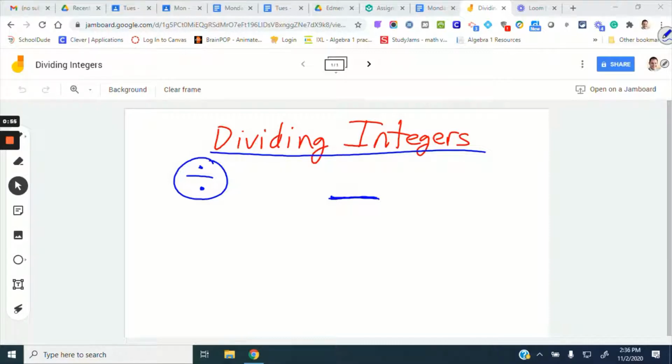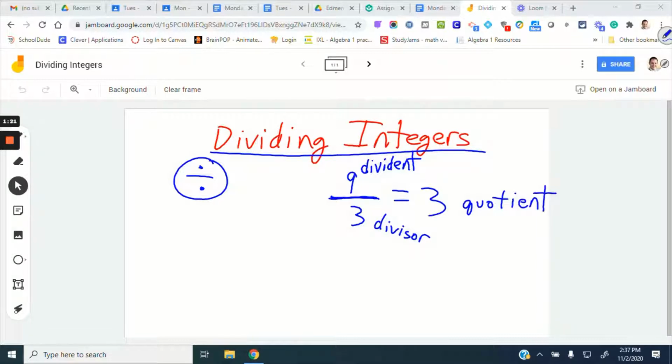And also the parts to a division problem. Let's say we're dividing 9 by 3, and they're both positive numbers. Well, that equals 3. We have our dividend in the numerator, our divisor in the denominator, and our answer is called the quotient. The divisor is what you're dividing the first number, the dividend, by. Your answer is the quotient.